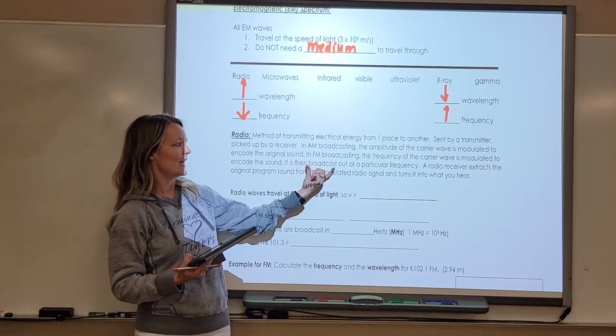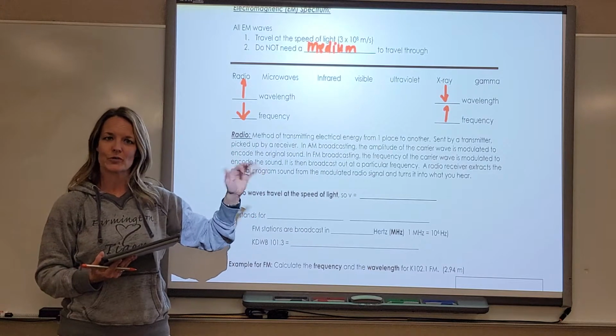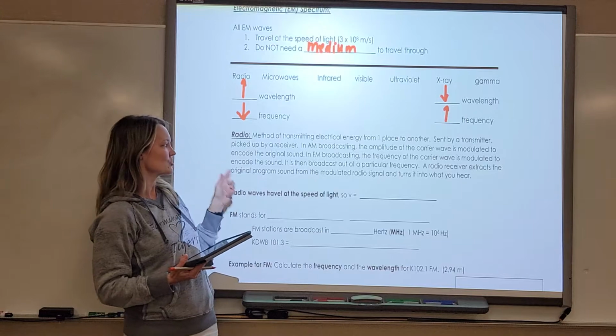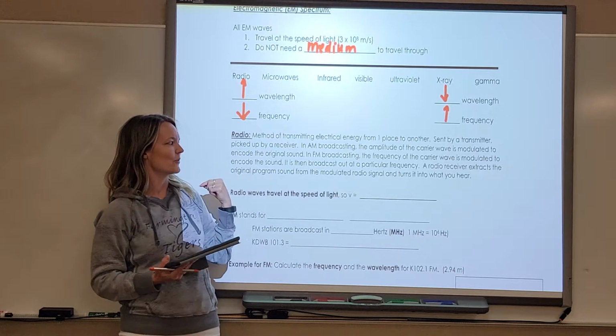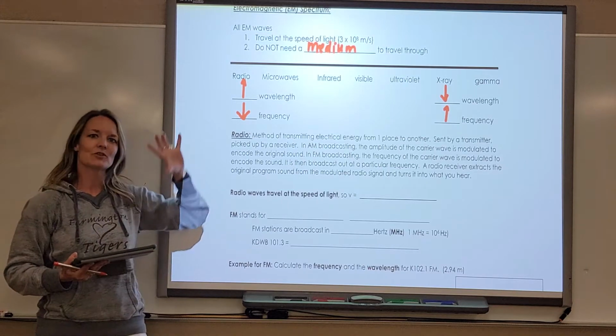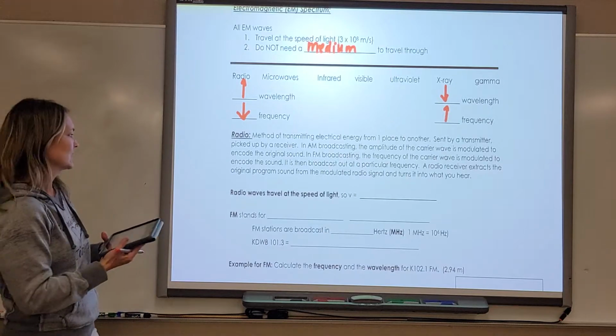It is then broadcast out at a particular frequency. Each radio station gets its own frequency. It broadcasts out its signal. A radio receiver extracts the original program sound from the modulated radio signal and turns it into what you hear. So the receiver takes it, turns it back into what it was originally sent out as.